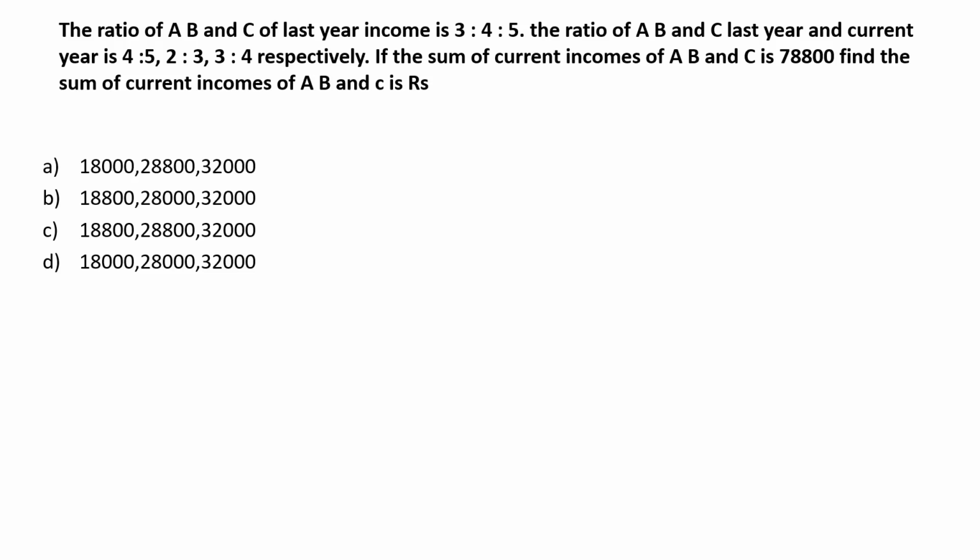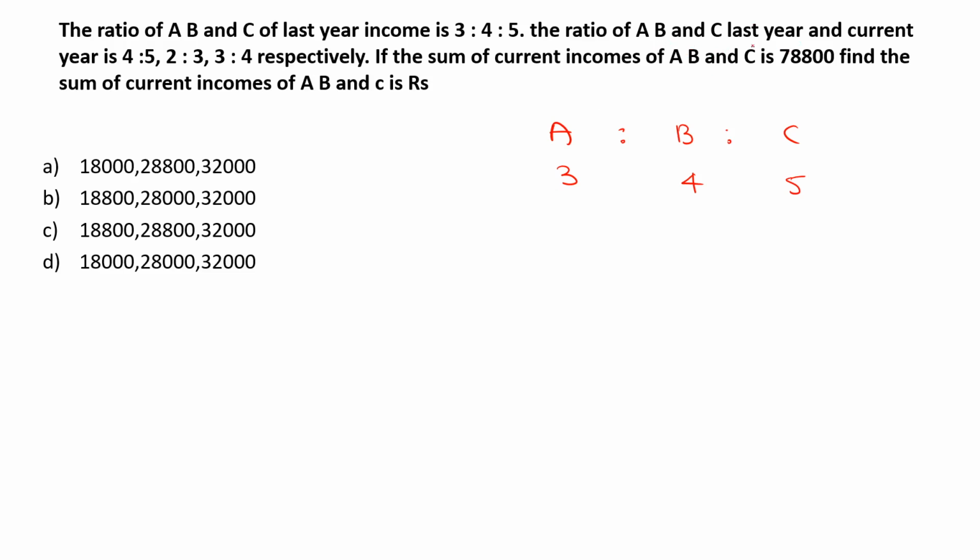The incomes of A, B, C in the last year are in the ratio of 3:4:5. Just take the income of A in the last year as 3 rupees, the income of B as 4 rupees and the income of C as 5 rupees respectively. Let us take the values of the incomes of A in the last year 3 rupees, B 4 rupees, C 5 rupees respectively.